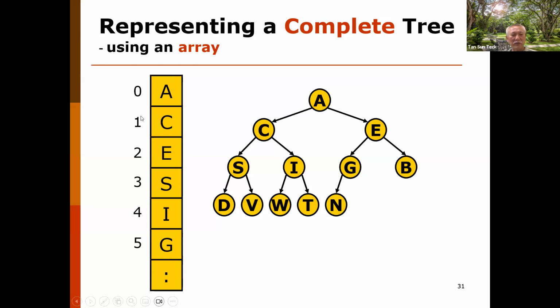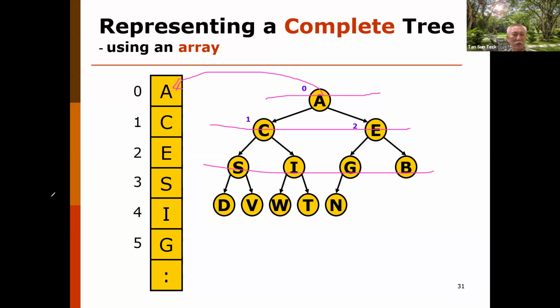You traverse the tree in level order, and then you put it into the index. So this is 0. Then you go on to the next one, you have 1, so you put this one into index 1. You have 2, you put E into index 2. So you just traverse them in level order and then put the values into the array, and you will be able to represent this complete tree by using this array.